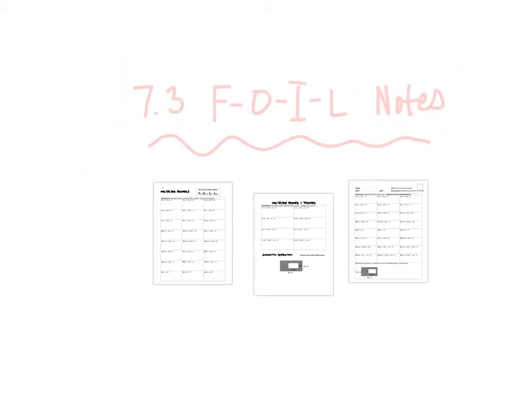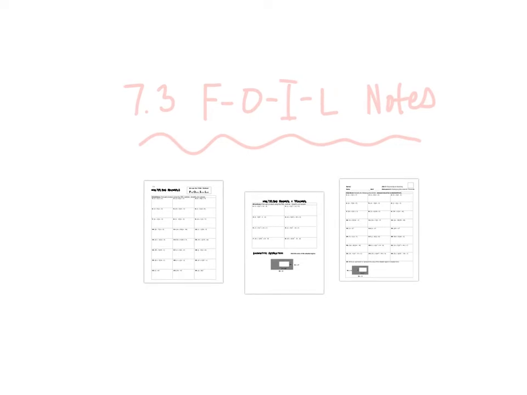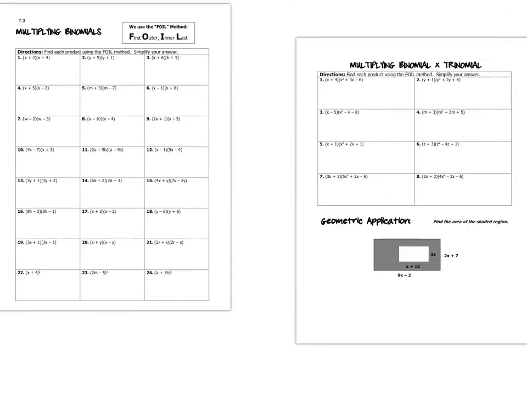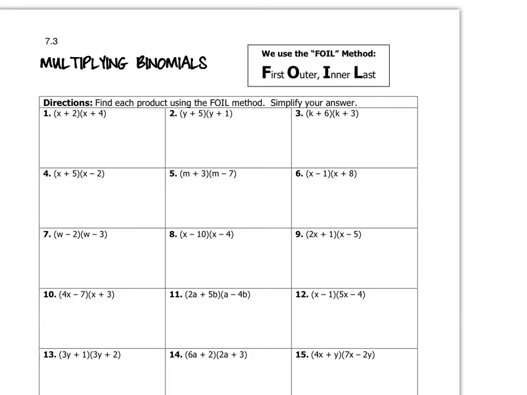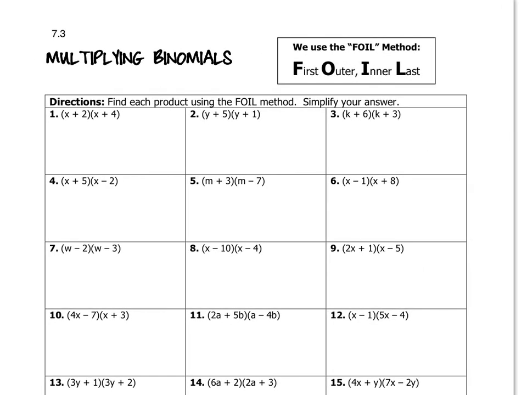But here's what we got going on today. Today is an acronym that you won't forget. We are going to FOIL. Today, what exactly is FOIL? Well, here's our little acronym for FOIL. It stands for First, Outer, Inner, Last. And basically, it's a fancy way for us to remember to distribute correctly.